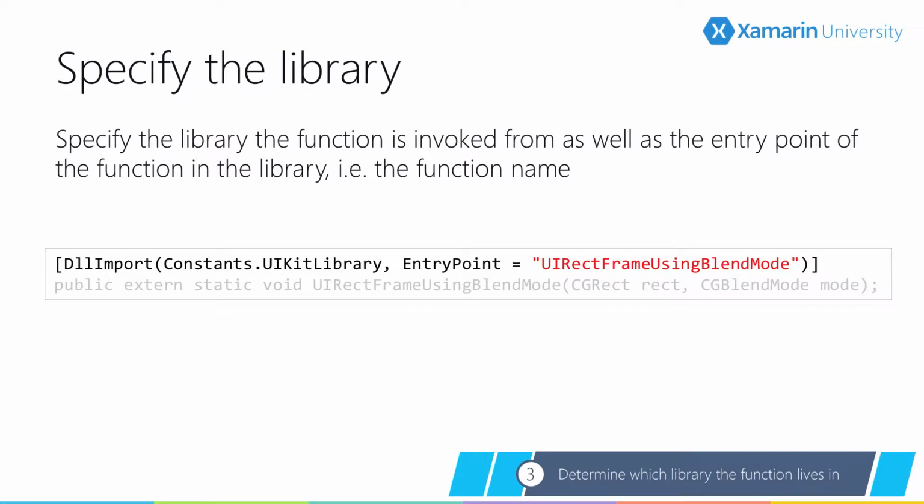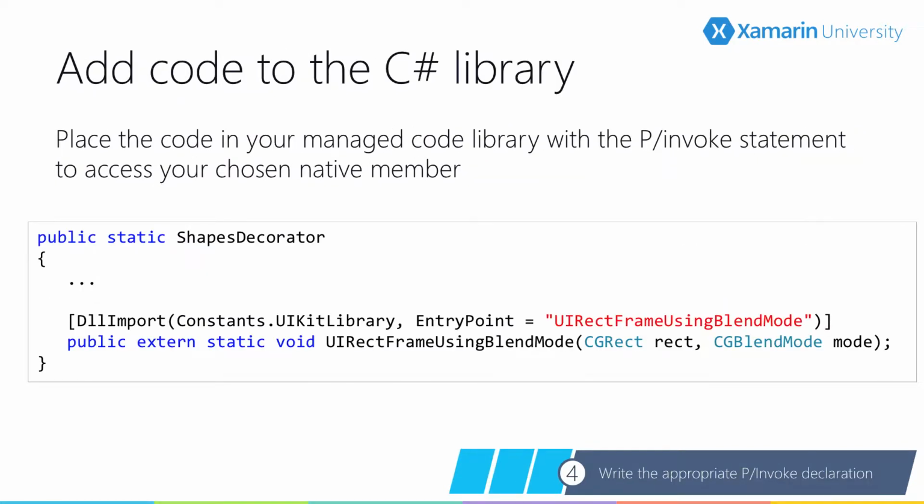Once the member signature has been defined, you need to specify the library this function is invoked from, as well as the entry point of the function inside the library. In this case, the function's name. Notice the use of the constants in this example. These constants are used as convenience mappings to the physical paths of the libraries on the device. The last step is to place the code in your managed code library. We've made a decision that we would like to have this method live in ShapesDecorator, which is going to be a static class giving us access to our API.